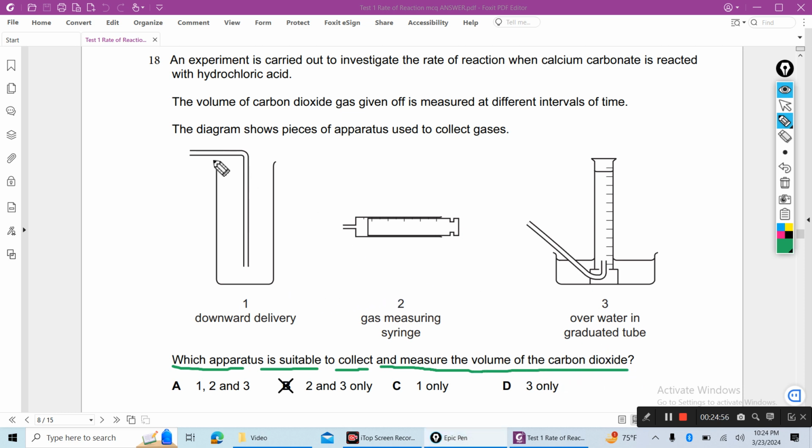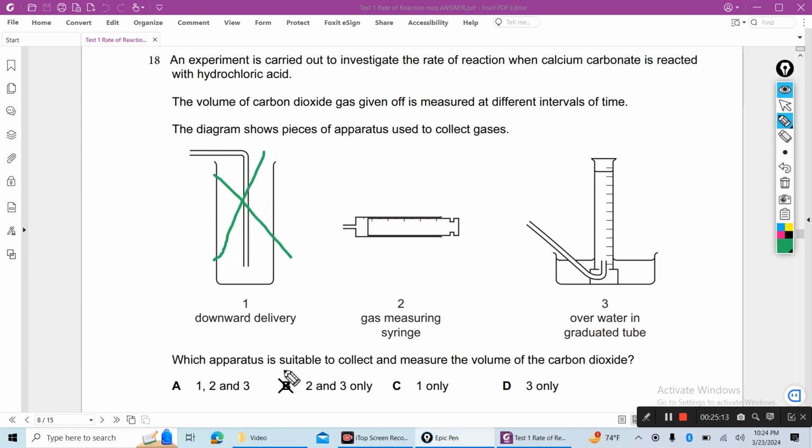Carbon dioxide is denser than air, so you can use number 1, downward delivery, but there is no scale marked, so you cannot measure the volume of gas. That's why 1 is the wrong answer, and 2 and 3 are correct, because with a gas syringe you can collect the gas and easily measure how much volume is collected. And over water in a graduated measuring cylinder, the gas will be collected and you can easily measure the volume of carbon dioxide.